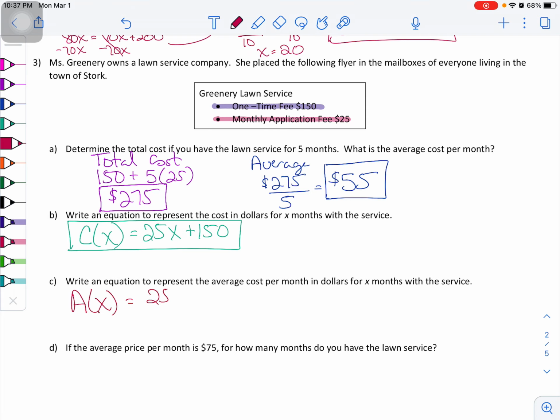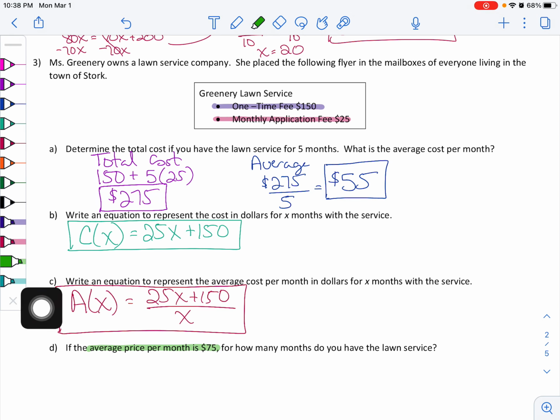All right, part C, write an equation to represent the average cost per month. So I'm going to take my total cost and I am going to divide it by the number of months that we have the service, X months. All right, keep it simple. Part D, the average price per month is $75. How many months do you have the lawn service?